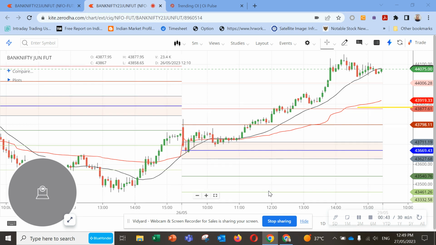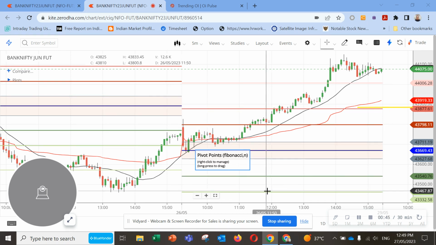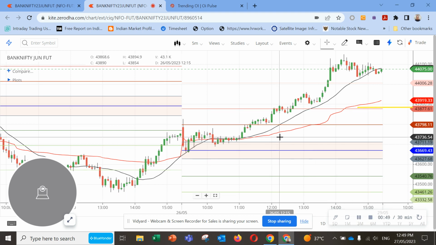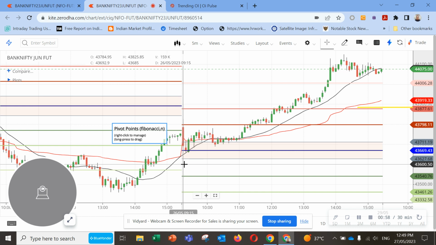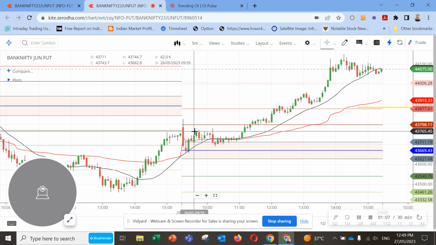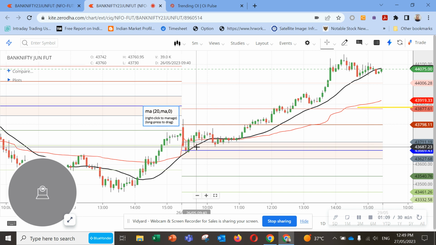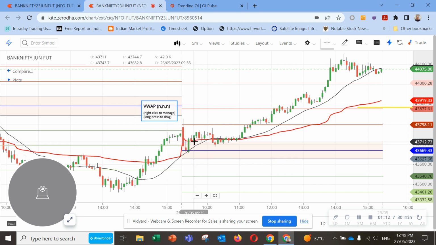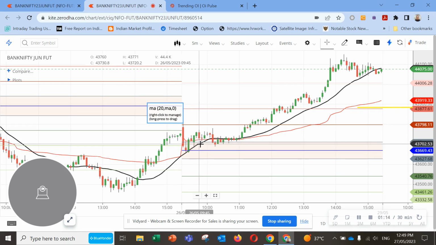Okay, so I'll be showing you some tools which can help you to make that decision. Now on the screen you can see the Bank Nifty June future. I'm now focusing on the 26th of May 5 minutes chart. You can see the 5 minutes chart here, and I also plotted a 20 moving average and also the VWAP. So these two things are there.